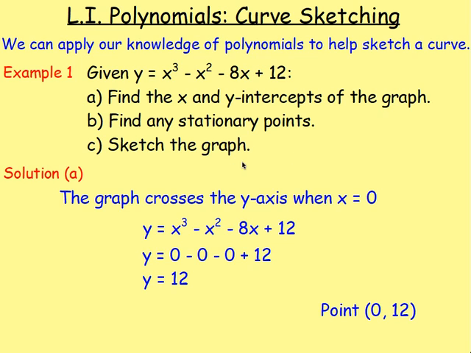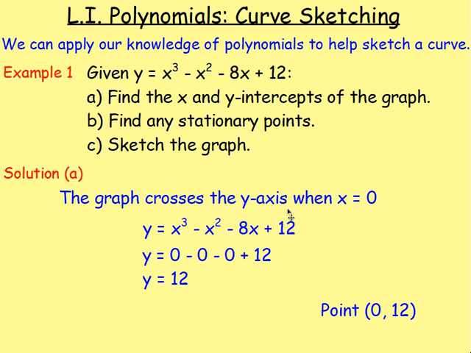After that, we looked at curve sketching. We can graph different functions, and we can use our knowledge now of polynomials to help us sketch what a graph would look like. So with this example, we had to find the x and y intercepts, in other words, where it crosses the x-axis and the y-axis. We had to find the stationary points, which we'll do with differentiation. And then we had to sketch the graph.